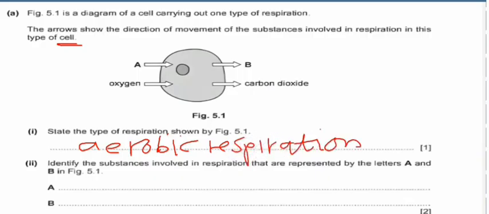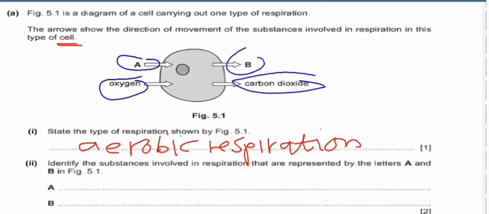Then let's come to Roman numeral 2. It is saying, identify the substances involved in respiration that are represented by the letters A and B in figure 5.1. Since this one is aerobic respiration, during aerobic respiration, glucose is going to be reacted with what? Oxygen. And what is going to be produced? Carbon dioxide plus what? Water. Which means A is going to be glucose. And B is going to be water.